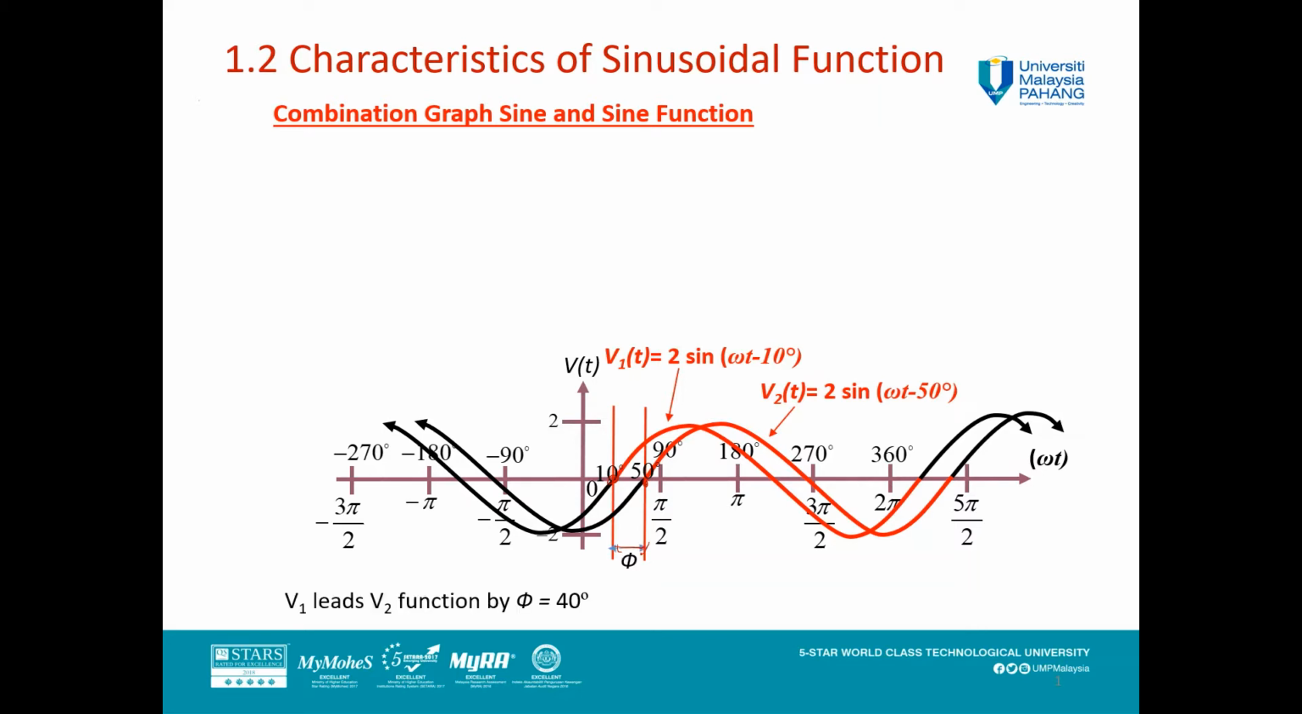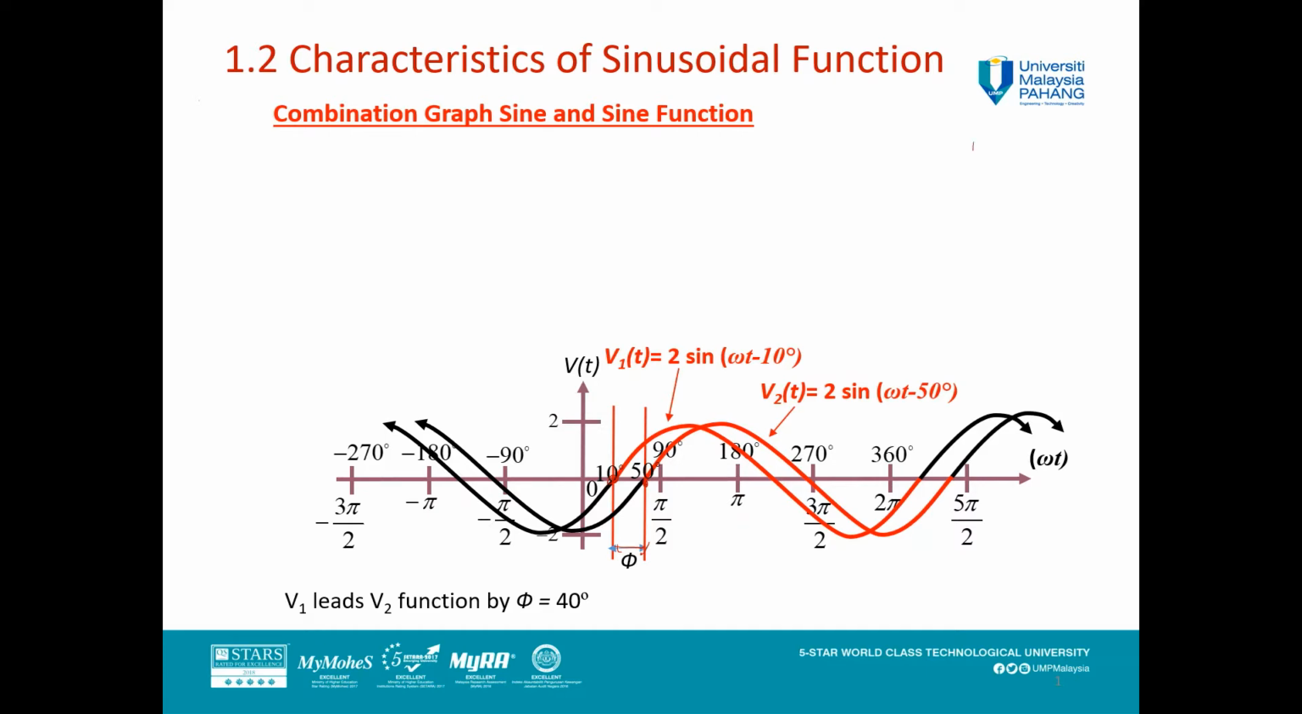The angle is 50 minus 10 degrees, and you get 40 degrees. Obviously, we look at which waveform is leading and which is lagging. The first waveform, V1, is at the front. So V1 is leading compared to V2.